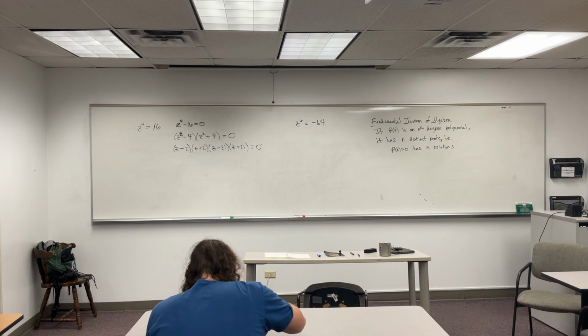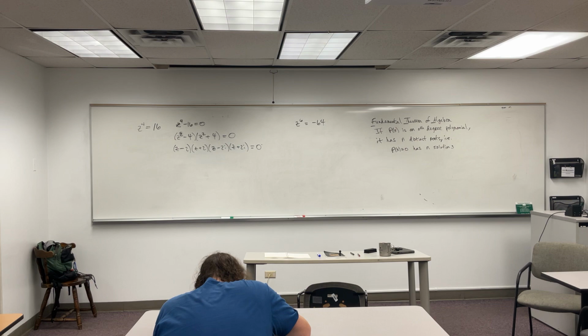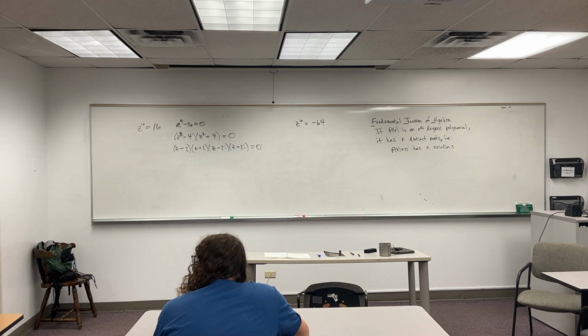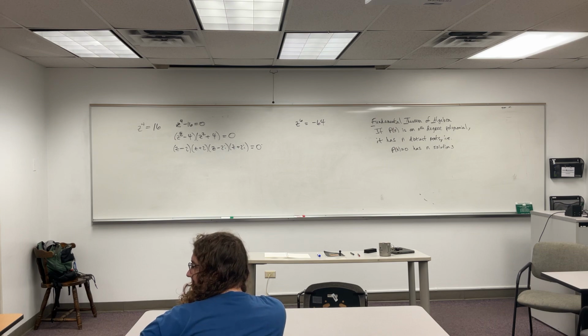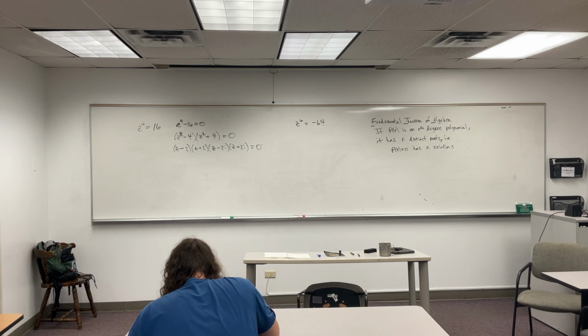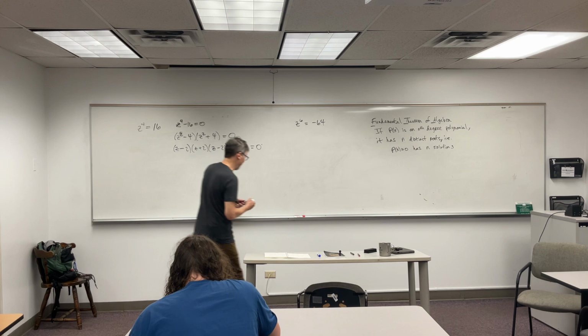Two of them must be on the real axis. It can't be 2 and negative 2. If 2 to the 6th is positive 64, negative 2 to the 6th is also positive 64. Oh my gosh, you're right. I hope so. It's gonna be a bad semester.